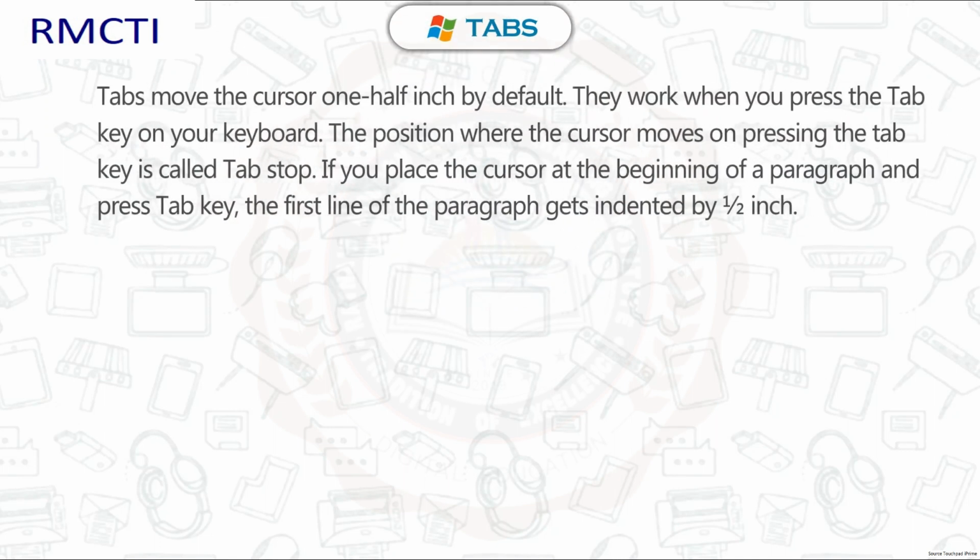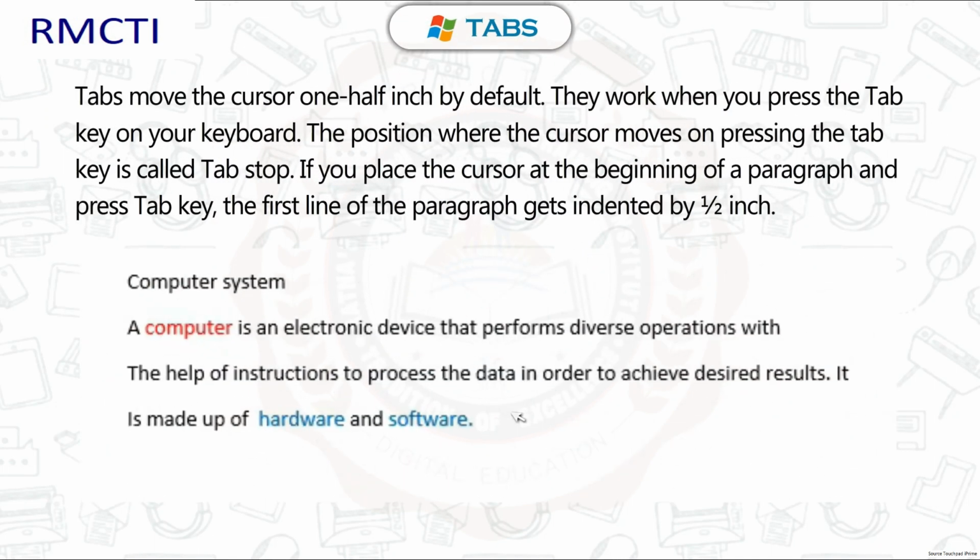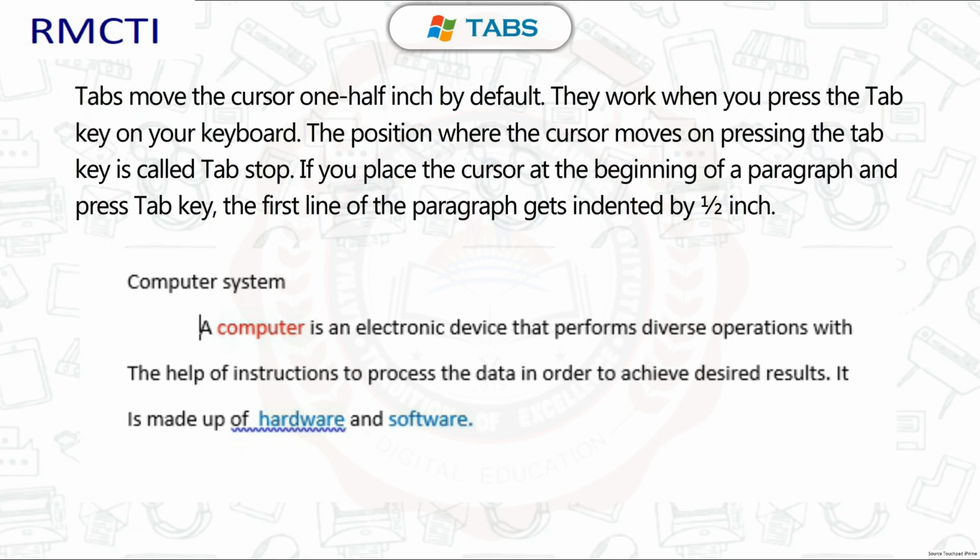Tabs. Tabs move the cursor 1/2 inch by default. They work when you press the tab key on your keyboard. The position where the cursor moves on pressing the tab key is called the tab stop. If you place the cursor at the beginning of a paragraph and press tab key, the first line of the paragraph gets indented by 1/2 inch.